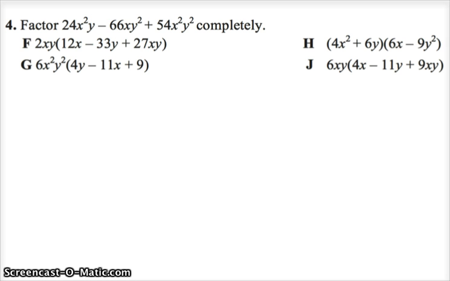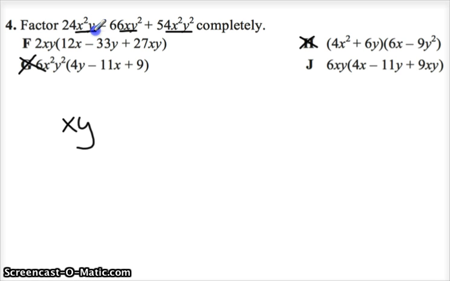Looking at just the variables, I have 2 x's and a y here, just an x and 2 y's, and then 2 x's and 2 y's. So my greatest common factor of just the variables is going to be x and y. Take one of everything. That automatically eliminates g and h. We're left with either j or f.